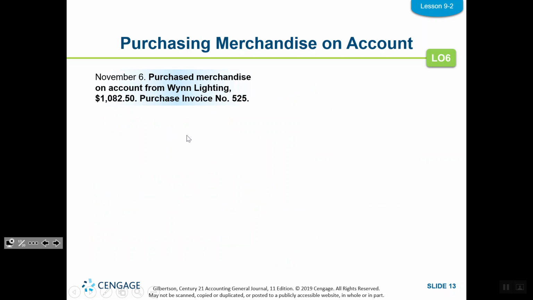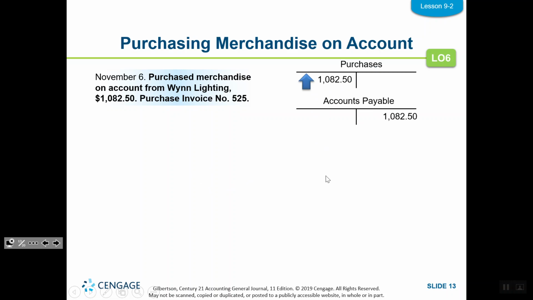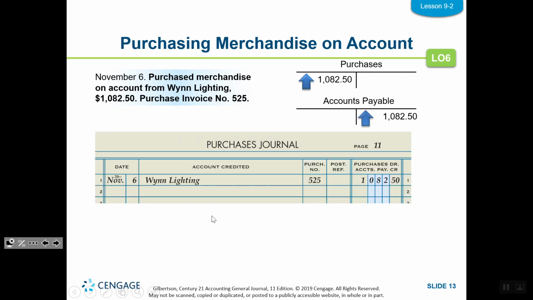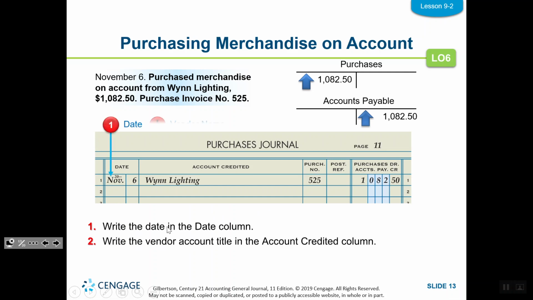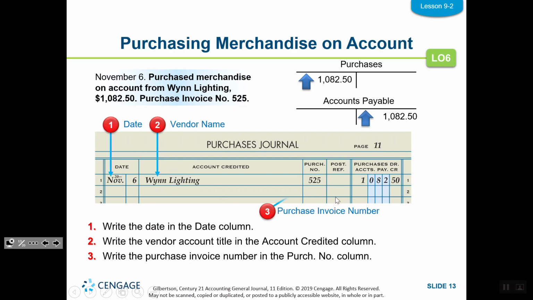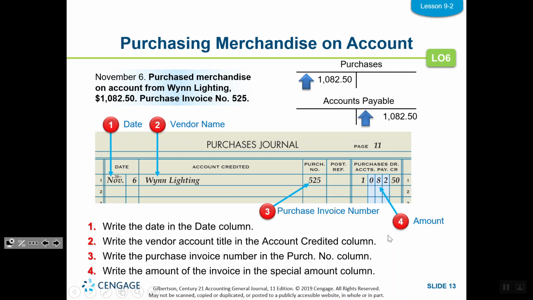On November 6th, we purchased merchandise on account from Win Lighting, purchase invoice number 525. So here's our purchases. We have $1,082.50 as a debit. We have accounts payable, $1,082.50. That increases how much we owe. The first thing we're going to do is write the date in the date column. Then we write the vendor name, who we purchased this from. We write the purchase invoice number in the purchase number column. And then we write the amount of the invoice in the special amount columns.